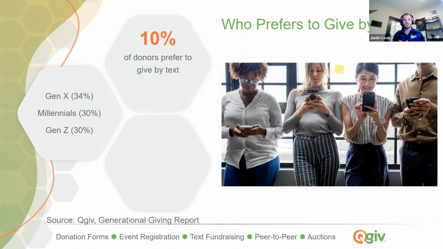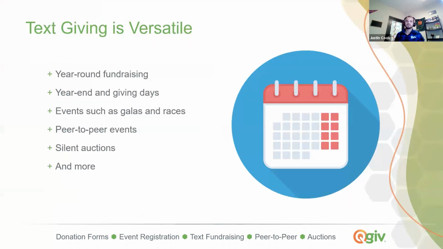And the younger generations are our target audience here with text giving. So Gen X, Millennials, Gen Z, most of them prefer text giving as their preferred method of giving to your organization. And I think, to no surprise, baby boomers are not in that generation that prefer to give by text. Only 7% of our baby boomers that responded preferred to give by text. So we are going after the younger generations. So you should be tailoring your communications to this audience.